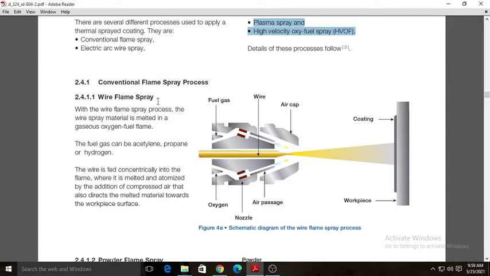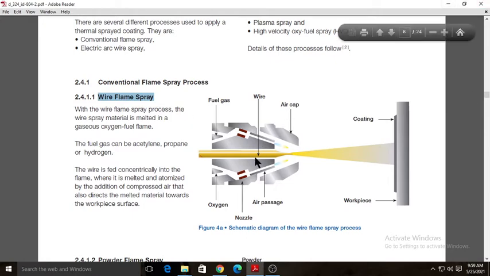Here you can see a diagram of this wire flame spray. It is the conventional flame spray process. What is happening here? The wire is fed concentrically into the flame where it is melted and atomized by the addition of the compressed air that also directs the molten metal towards the workpiece surfaces. The fuel gas can be acetylene.